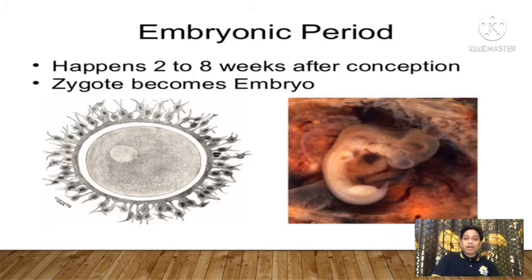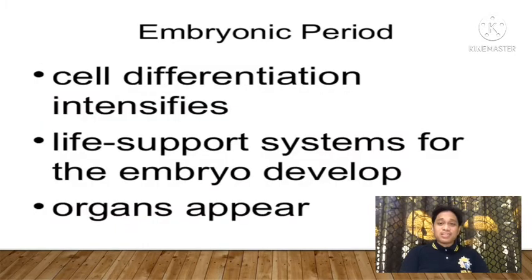Here, the fertilized egg, called the zygote, now becomes an embryo. In this stage, cell differentiation intensifies and the life support system for the embryo develops. Also in this period, organs appear and start to develop.